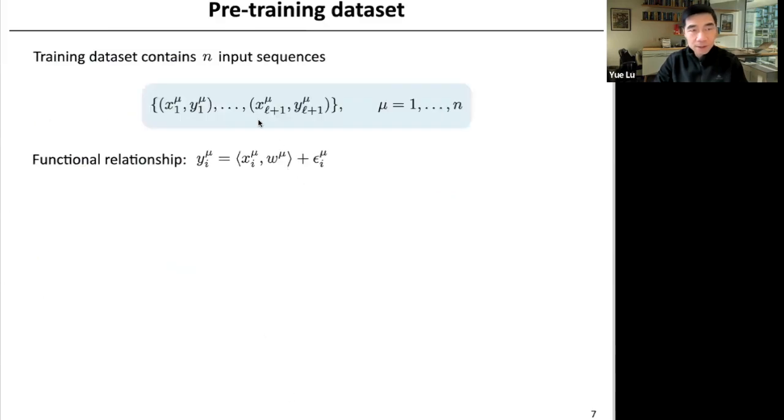All right. And then what is a pre-training data set? The pre-training data set contains n different sequences of the input-output pairs. So here we use mu as an index for different training input sequences, and we use little n to represent the total number of input sequences in the pre-training stage. Okay, each input sequence corresponds to one of the task vectors, omega of mu.